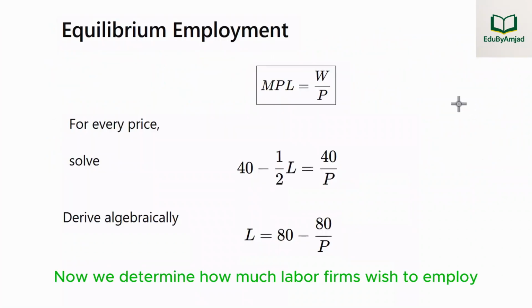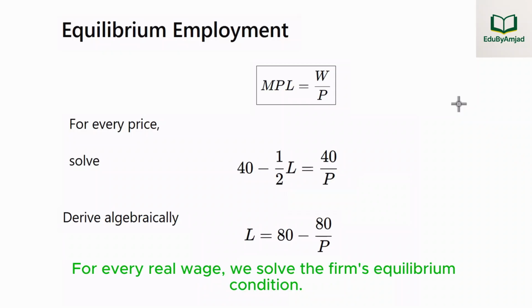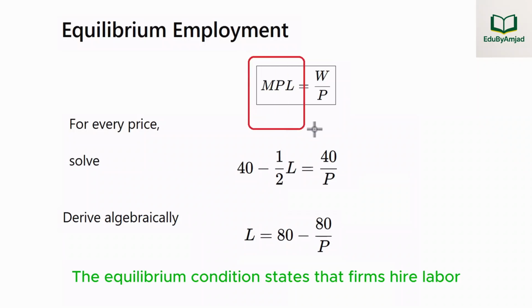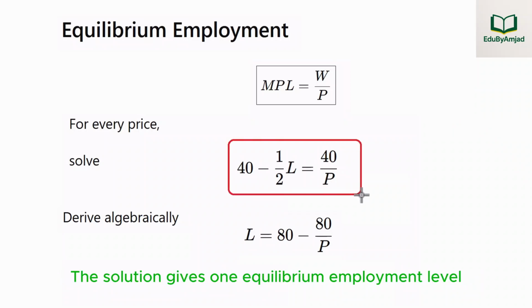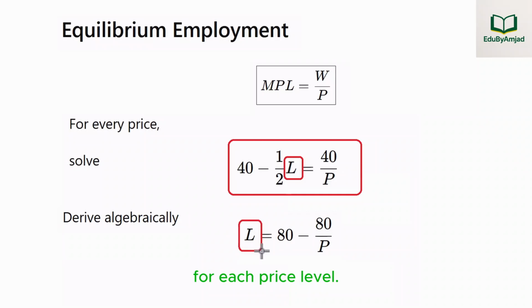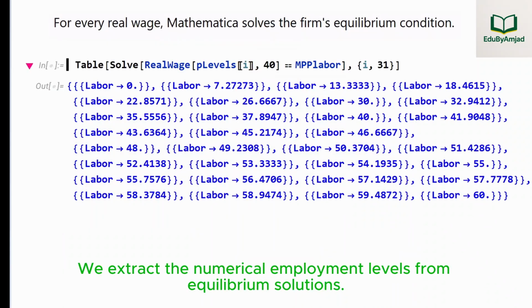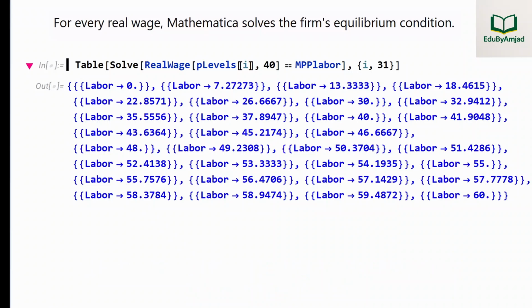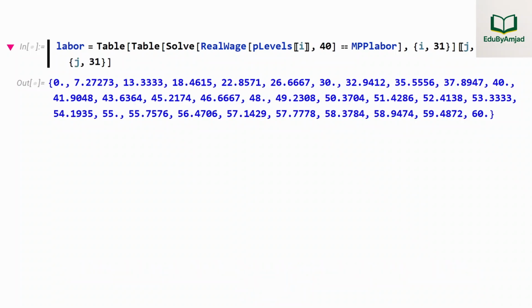Now we determine how much labor firms wish to employ at each price level. For every real wage, we solve the firm's equilibrium condition. The equilibrium condition states that firms hire labor until the real wage equals the marginal product of labor. The solution gives one equilibrium employment level for each price level. We extract the numerical employment levels from equilibrium solutions. These values will now be used to calculate equilibrium output.